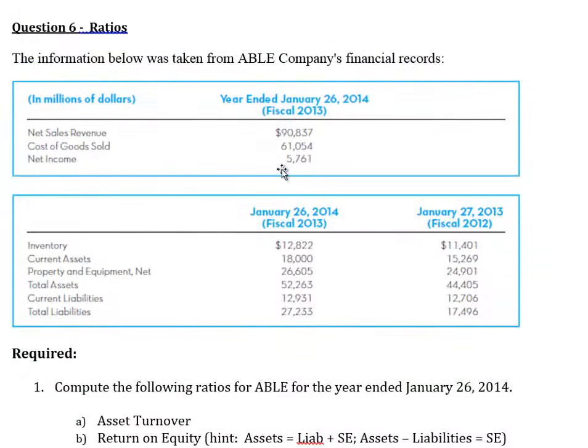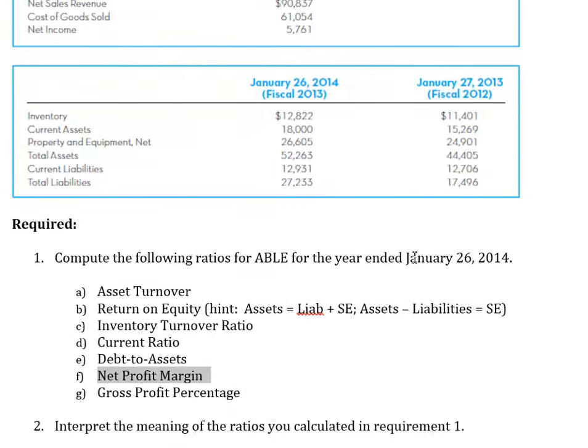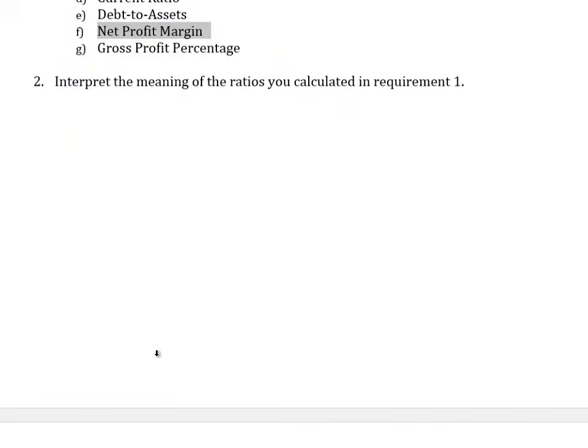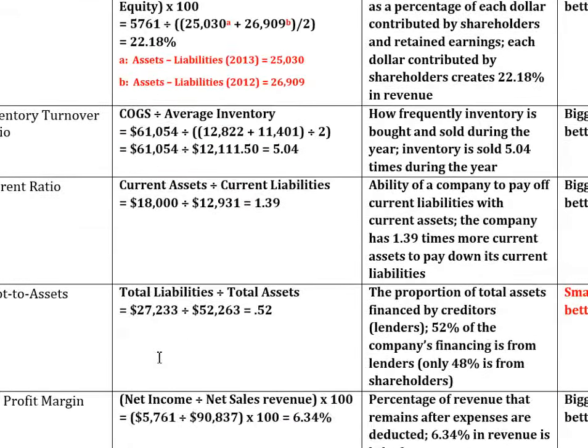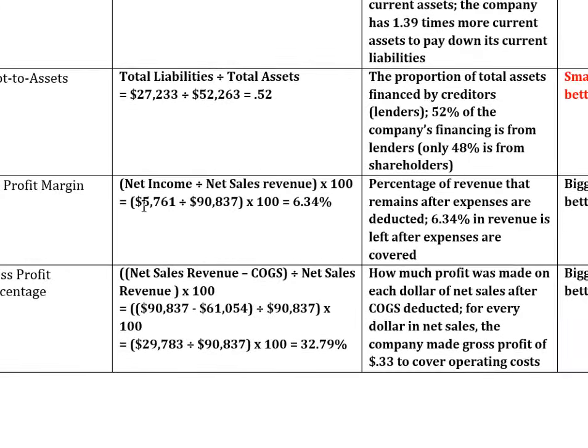Net income is $5,761. Net sales revenue is $90,837. Those are the numbers we need to calculate the net profit margin. So let's go down here. Net income is $5,761. Net sales revenue, $90,837. And then take that and multiply it by 100%. That's going to give you 6.34%. What does the net profit margin tell us?